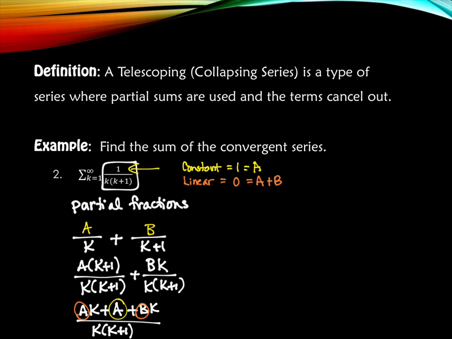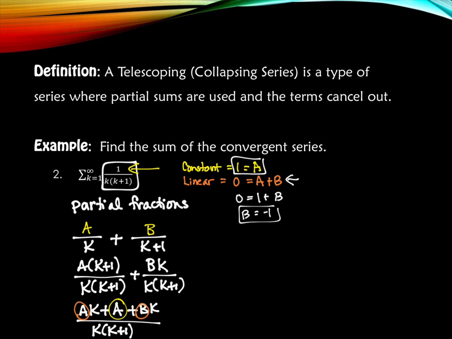The nice thing is that this is actually already solved for one of them. A is 1. The a value is 1. So if a is 1, I should be able to solve this equation and figure out what b is. If a is 1, what will b be? Yeah, b will be negative 1. So this separation into two fractions now has individual numerators. The a numerator is 1 and the b numerator is negative 1.